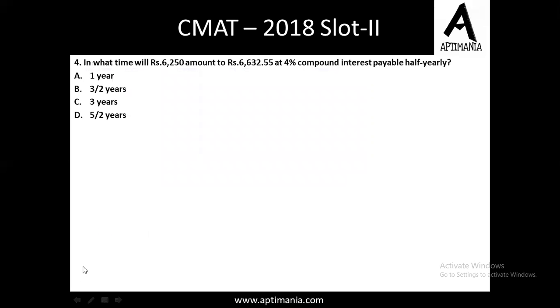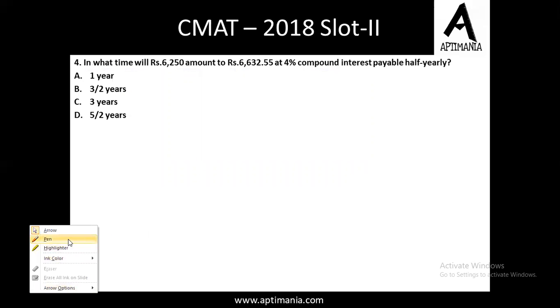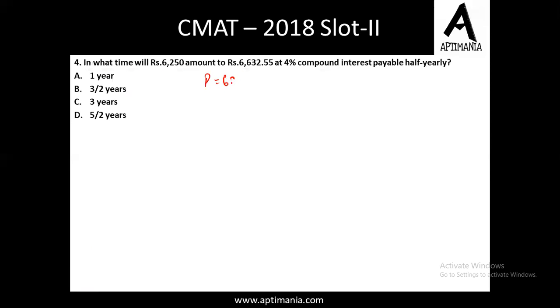Question number 4 is on the screen. Again, one more question from SICI, simple and compound interest. Let's try to figure it out. In what time rupees 6250 amounts to 6632.55? So here the principal is 6250. Here the amount is 6632.55. The rate of interest is 4% per annum, and the amount is compounded half yearly. Time is not given to us, right?